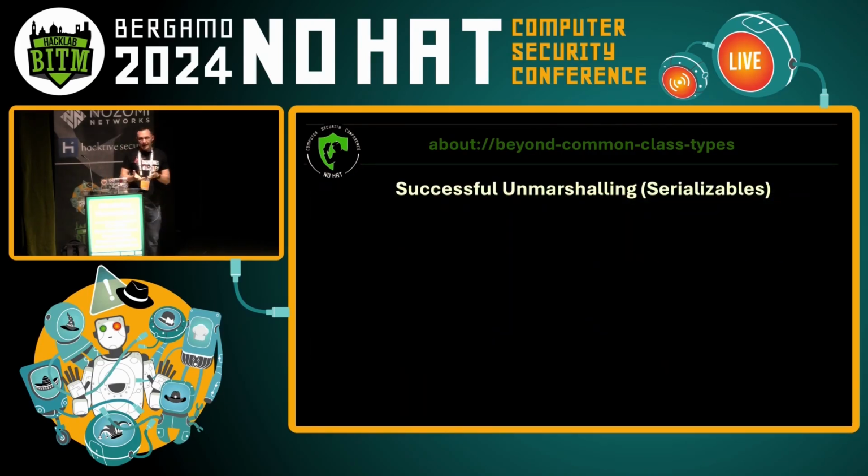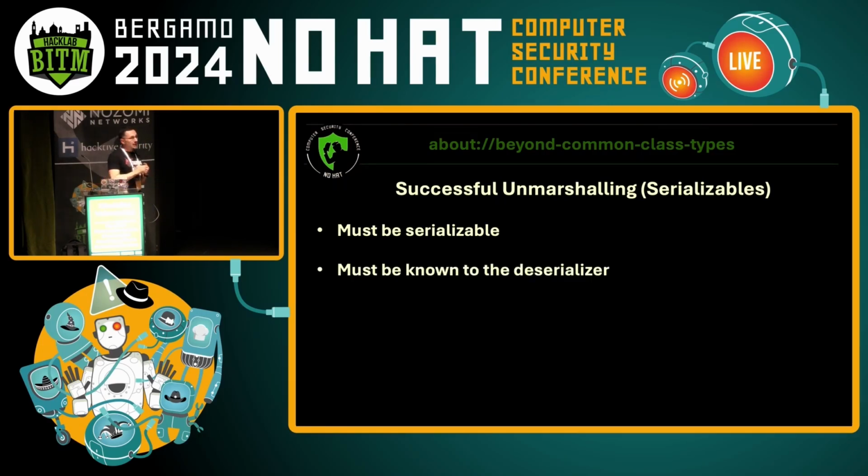So when is this attack achievable? When it comes to serializable, there are some specific conditions. Of course, the object that we want to send must be serializable. And despite the fact that this seems obvious, remember what I said about Jan Horn's case. It must be known to the deserializer, which means that, once again, it should belong to the path of the receiving end's class loader.